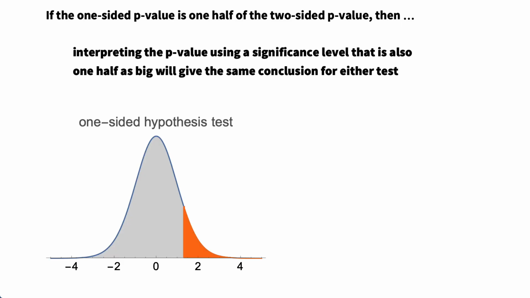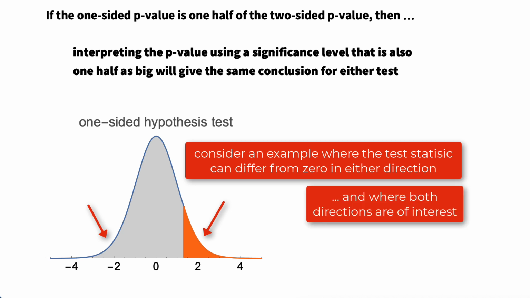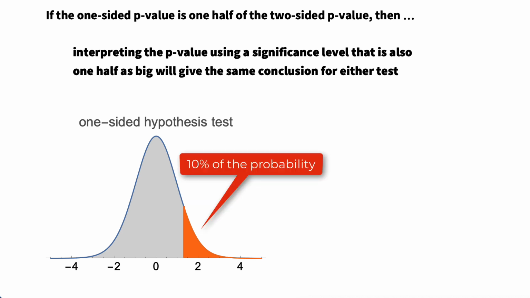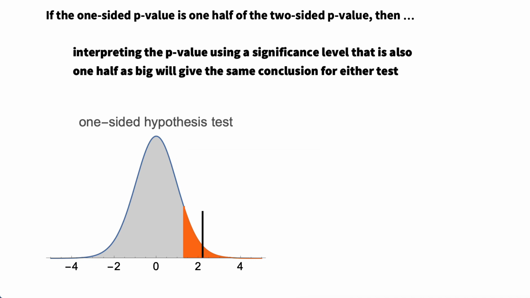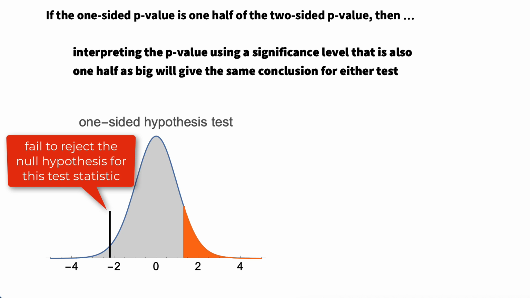One-sided tests and two-sided tests can, however, lead to different conclusions in the common situation where the test statistic can realistically fall in either tail of the sampling distribution and where both directions are of interest. For example, consider doing a one-sided hypothesis test where the sampling distribution of the test statistic looks like this, with a significance level alpha of 10%, and where the chosen direction of the test is to the right. For this test, the null hypothesis will be rejected only if the test statistic falls in the tail on the right. If the test statistic falls anywhere on the left side of this distribution, however, then the null hypothesis will not be rejected even if the test statistic is well out in the left tail of the distribution.